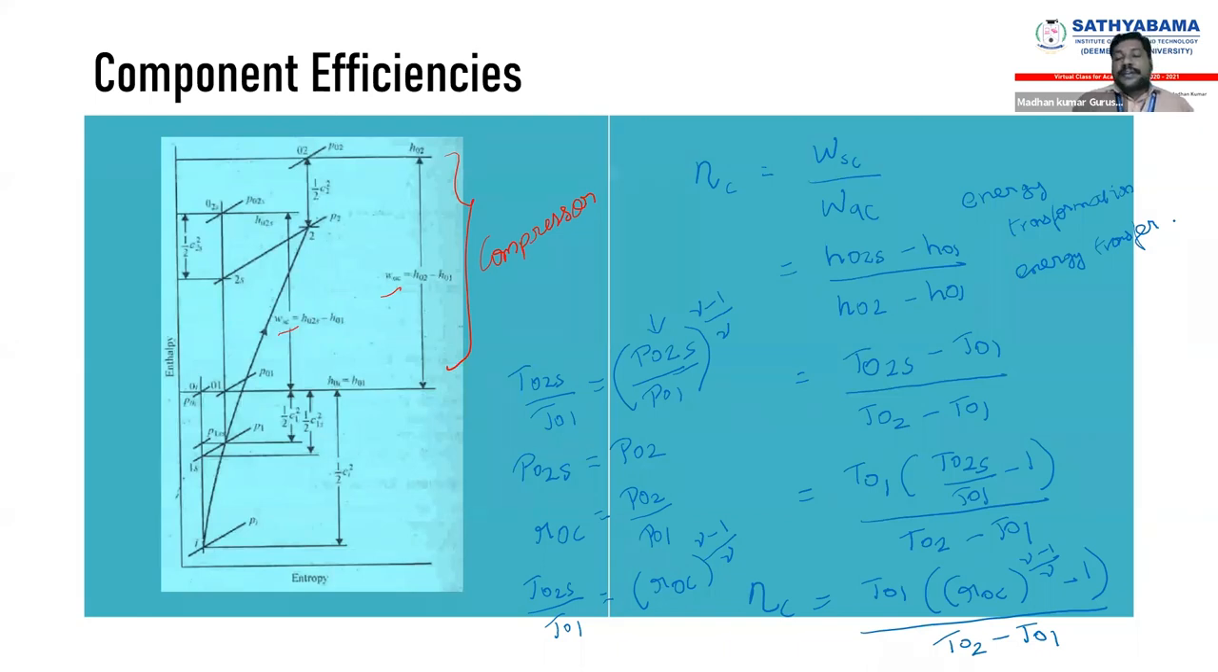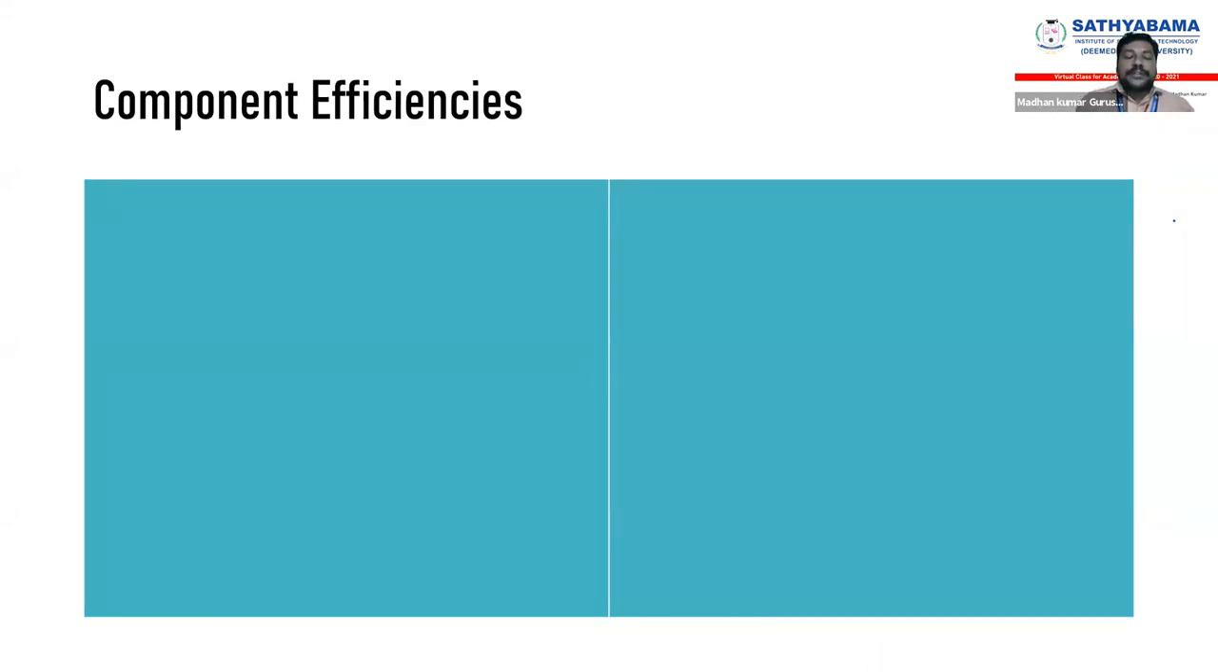And then finally we have the component efficiency of the compressor. And now we are going to discuss what? The combustion chamber. Now we are going to derive the component efficiency of the combustion chamber.